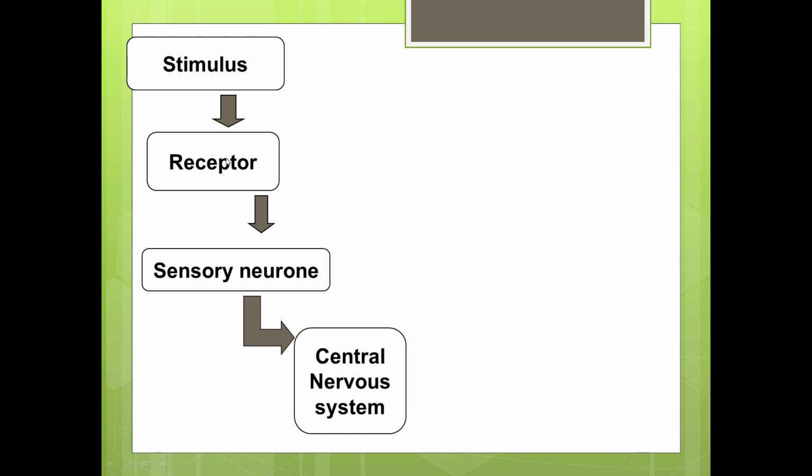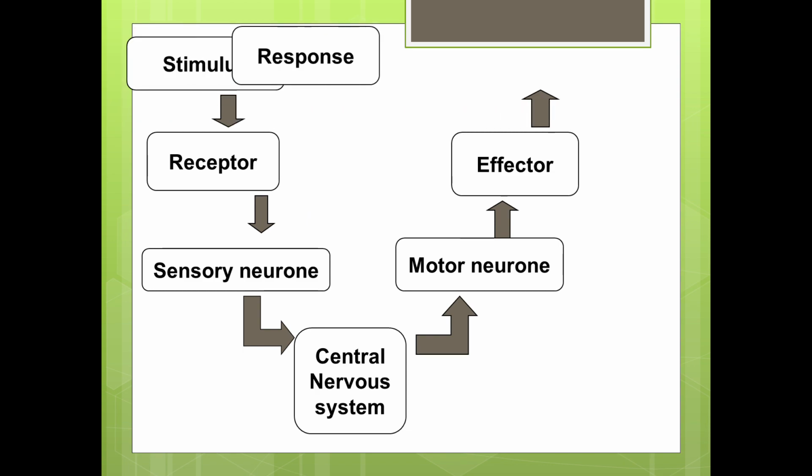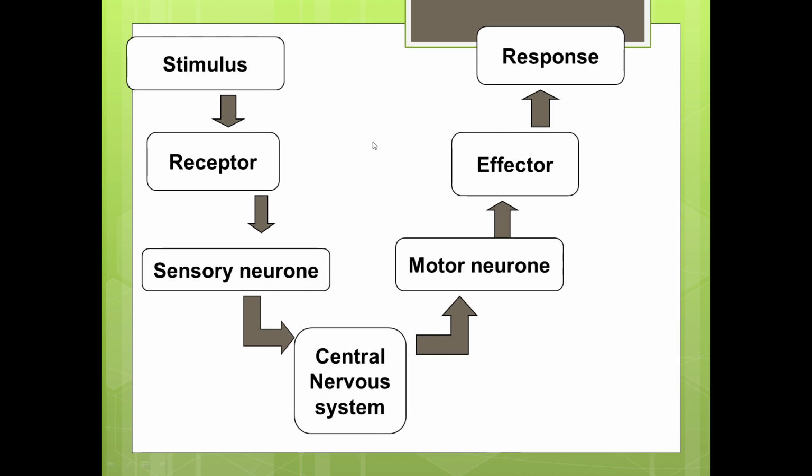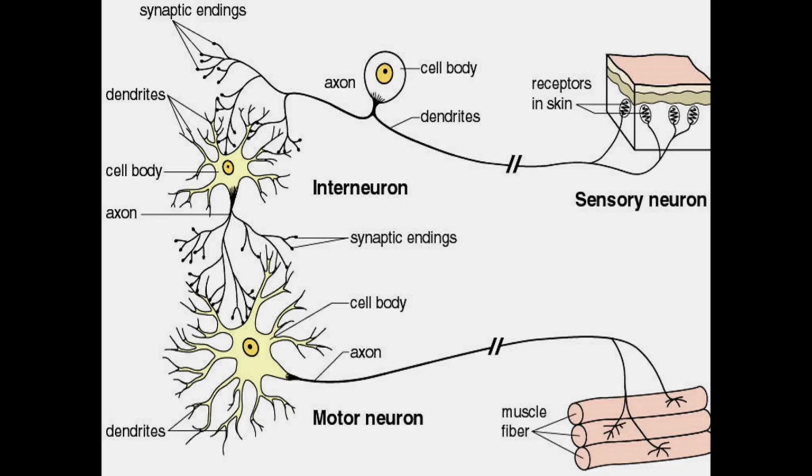Children, if you are asked to write the nerve path or the reflex arc for a certain stimulus, you have to write it like this. Stimulus received by the receptor in the sensory organ, then to the sensory neuron, then to the interneuron in the central nervous system, then to the motor neuron, then the effector, and the effector originates the response. Here is the reflex arc.